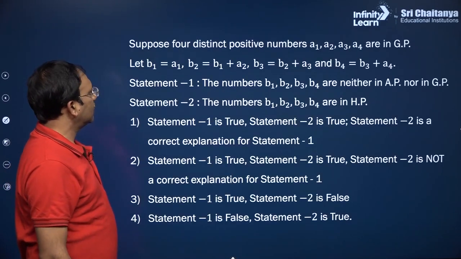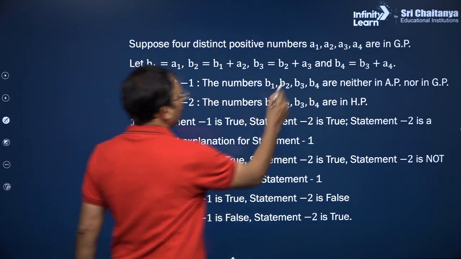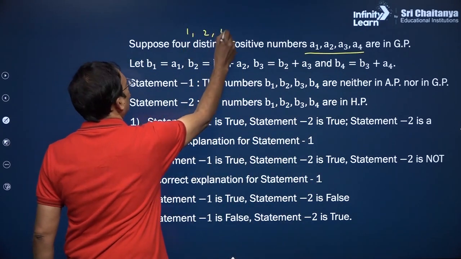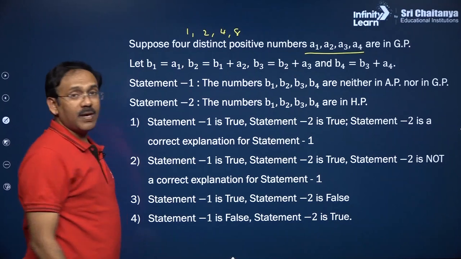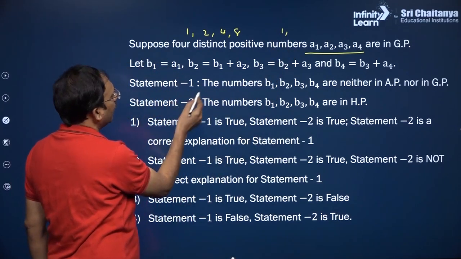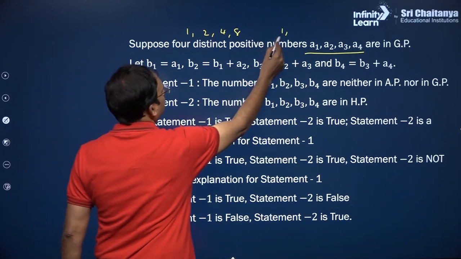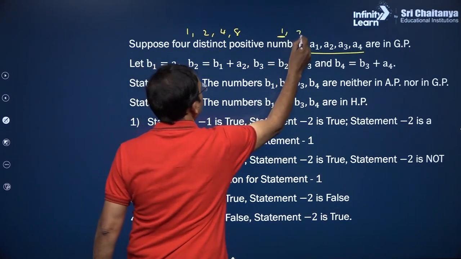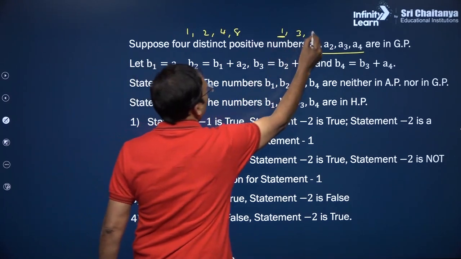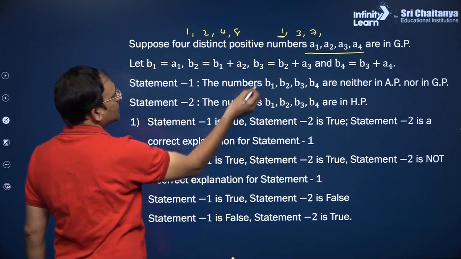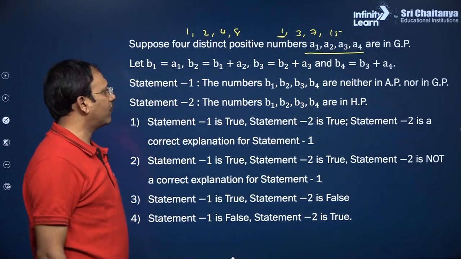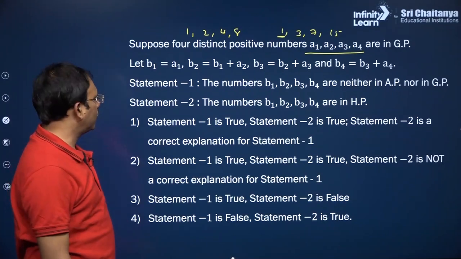Next, my dear friends. You see, A1, A2, A3, A4 are in GP. Okay. Why don't you take like 1, 2, 4, 8. B1 is equal to A1, say 1. B2 is B1 plus A2. That means B1 plus A2. 1 plus 2 is 3. B3 is B2 plus A3. 3 plus 4, 7. B4 is 7 plus 8, 15. This 1, 3, 7, 15 are going to be B1, B2, B3, B4.